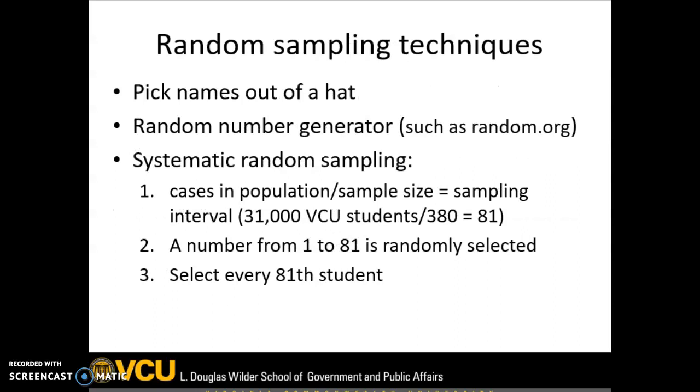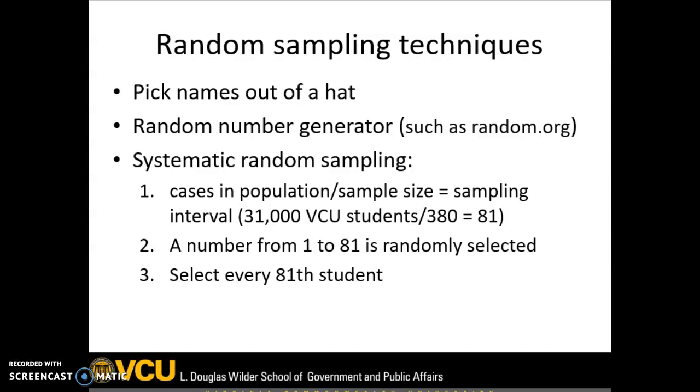When it comes to probability sampling, there are several random sampling techniques. The old school method is picking names out of a hat. You can use a random number generator, a system that generates random numbers which would meet the requirements of probability sampling. The third technique is systematic random sampling.